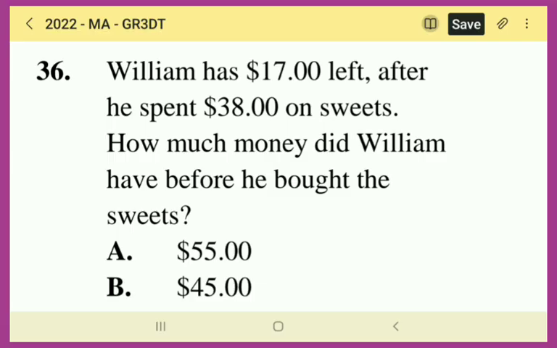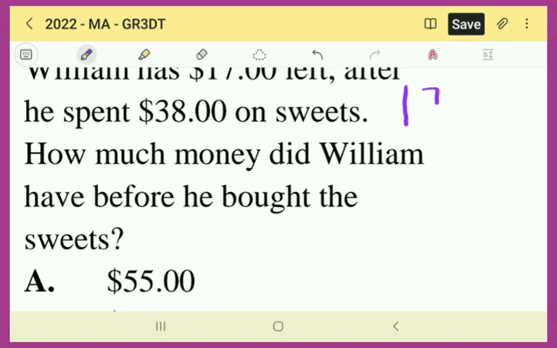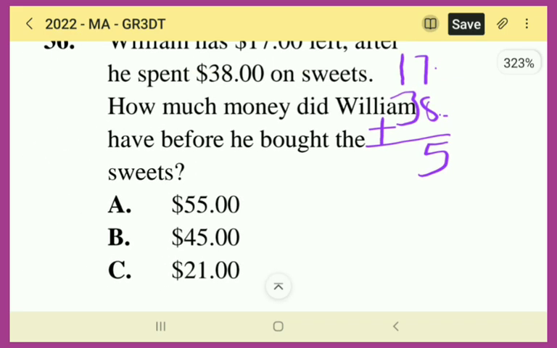Girls. All my girls who were born in May. William has $17 left after he spent $38 on sweets. How much money did William have before he bought the sweets? So what do we do? He had 17 left and he used 38. That is what is going to tell us how much he had in all. 8 and 7. So you can say 2 7s are 14 plus the other one that makes this 8, making it 15. And the answer ending in 5, we have 2 of them, A and B, so we have to go a little further.